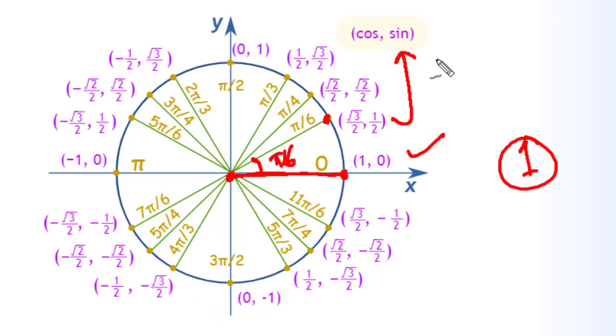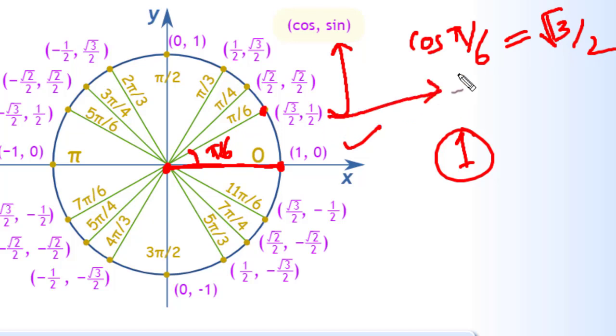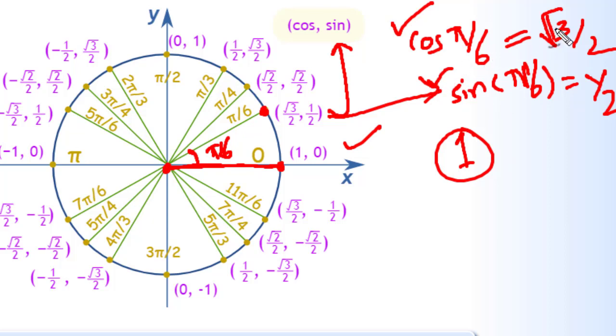and this x and y coordinate can be given by these particular functions, cosine and sine. So basically what it tells us is that cos of pi by 6 is equal to root 3 by 2 if you talk about this point. Then sine of pi by 6 is equal to 1 half. So if you consider this point, it is telling us what the cos of pi by 6 and sine of pi by 6 are.